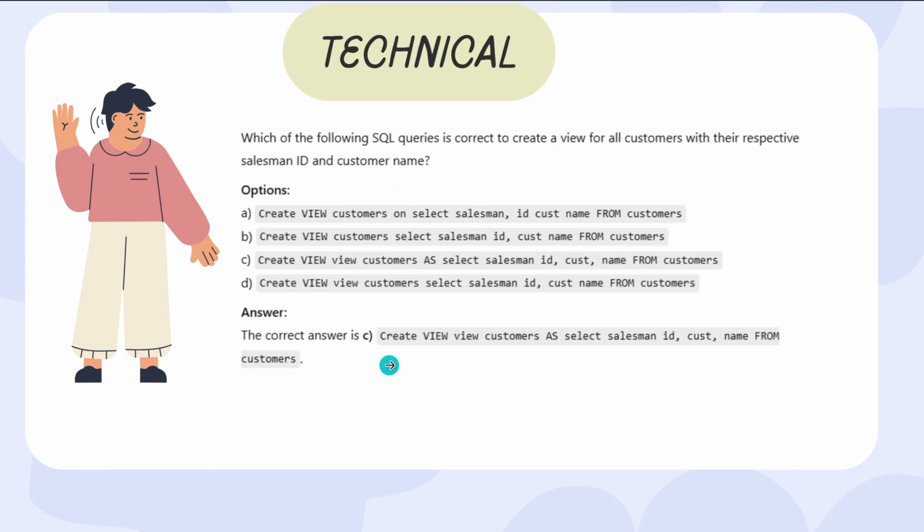Okay, the correct answer is C. Create view customers as select salesman ID, cust ID and name from customers. So here customers is a table name. Okay, if you want to create a view, you have to use the keyword create view. The name of the view is given after it. Okay, this is the correct one. Let us go into another question.